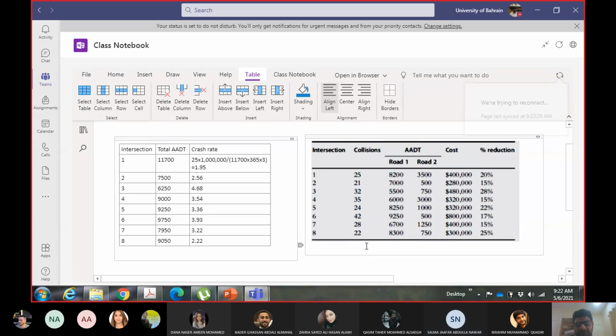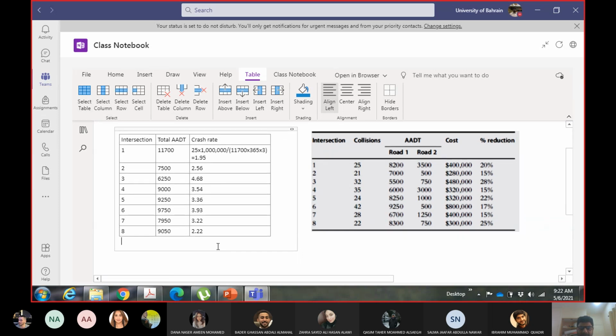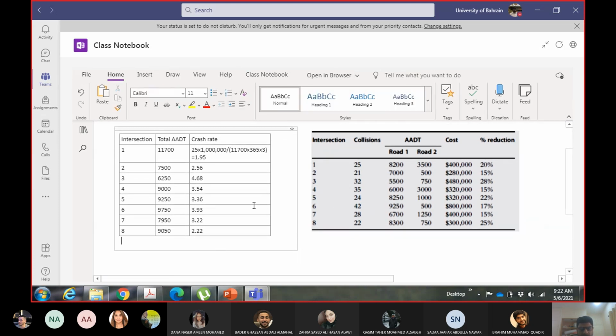Now comes the selection of the site. We will select the site which has the highest crash rate. The highest crash rate is for this one, so the first selected intersection is number 3. If you do the countermeasure proposed at number 3, it will cost you $480,000. Your total budget is 2.3 million.